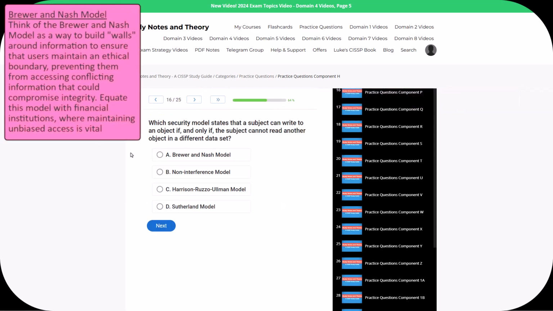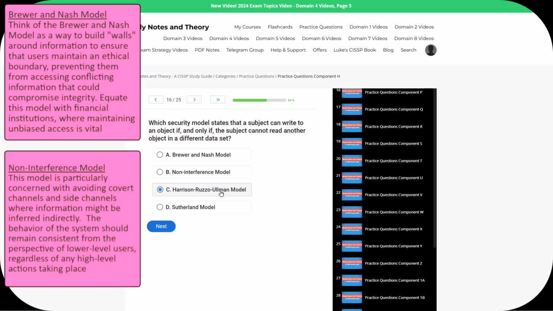Okay, the next choice is, which security model states that a subject can write to an object if and only if the subject cannot read another object in a different data set? Oh, great. Well, I know it's not Harrison-Ruzzo model because we just talked about that. It has something to do with integrity and working at the operating system level. So I'm going to eliminate that from my choices. Is it non-interference model, Brewer-Nash model, Sutherland model?